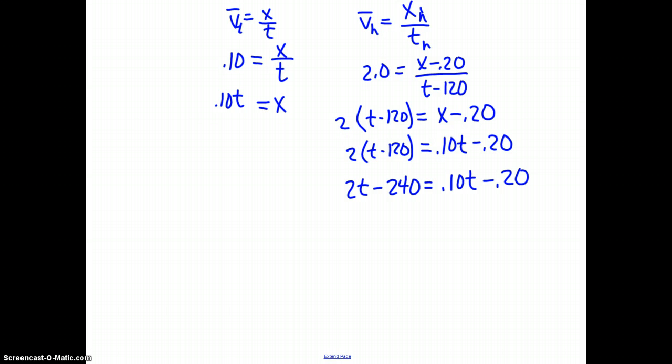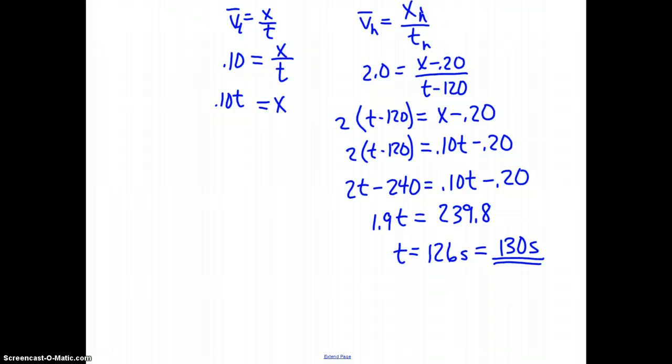Put your t terms together. So subtract 0.10 t from both sides. That'll give you a 1.9 t. Add 240 to both sides in the same step. That would be 239.8. Divide both sides by 1.9, and we get 126 seconds, which to 2 digits is 130 seconds, if we were to express our final answer for our time.